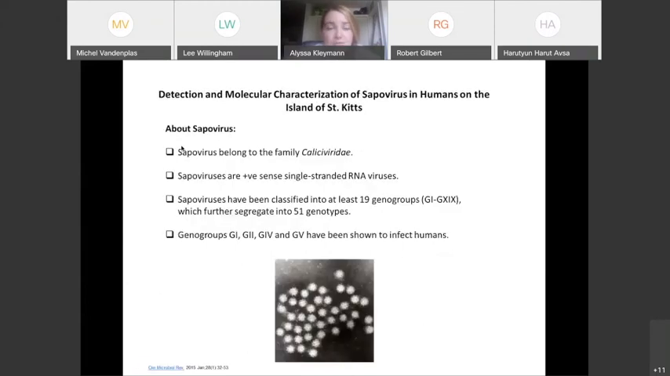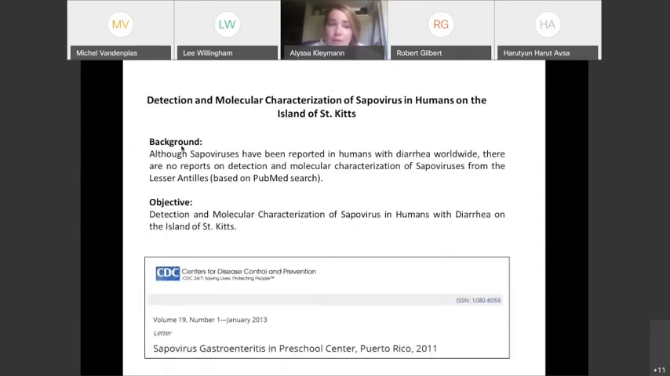They also belong to the family Caliciviridae. They are positive-sense single-strand RNA viruses. They have been classified into at least 19 genogroups and 51 genotypes. Genogroups 1, 2, 4, and 5 have been shown to infect humans. So, although sapoviruses have been reported in humans with diarrhea worldwide, similarly to norovirus, there are no reports on the detection and molecular characterization of sapoviruses from the Lesser Antilles based on a PubMed search. So that was the objective of this part of the study.